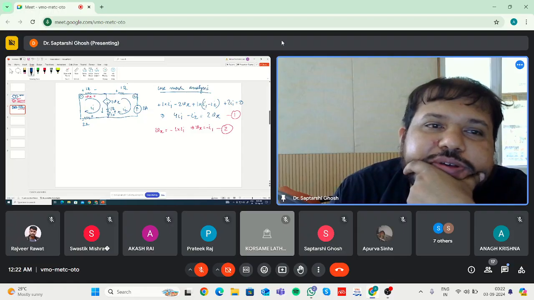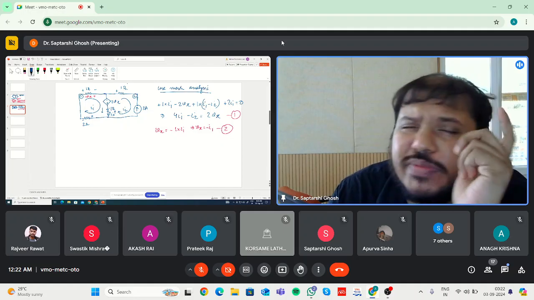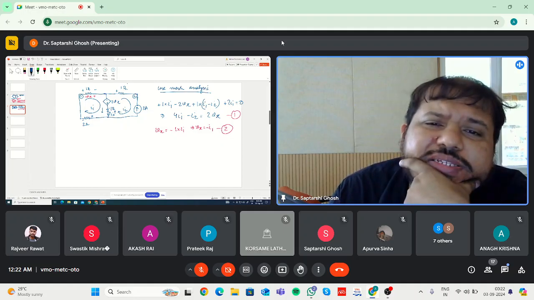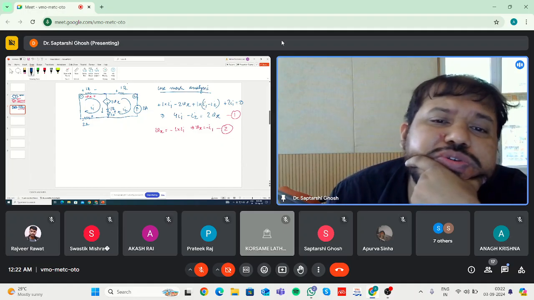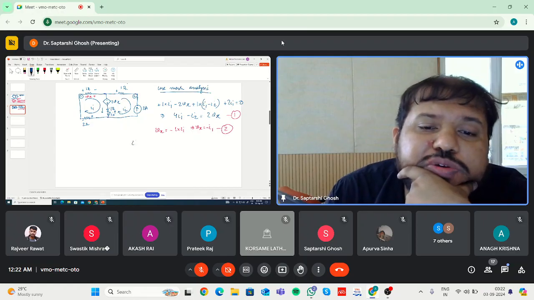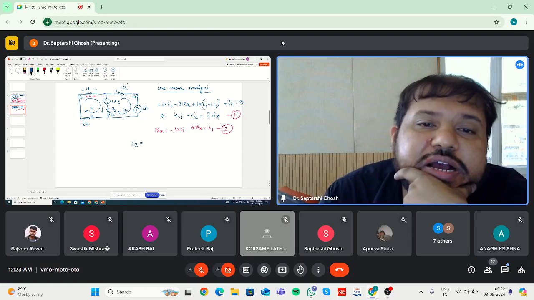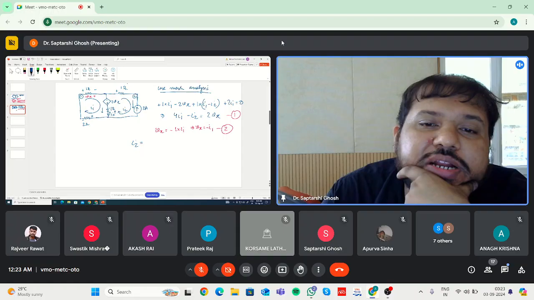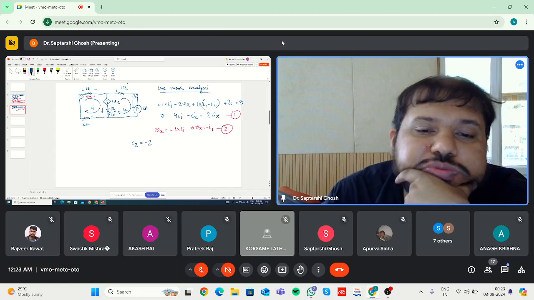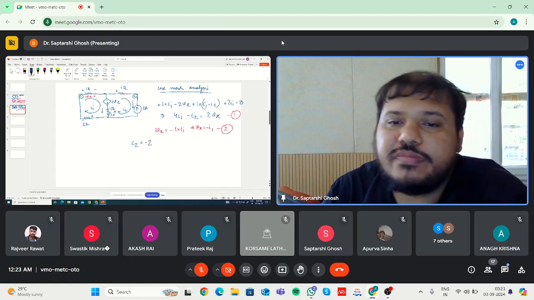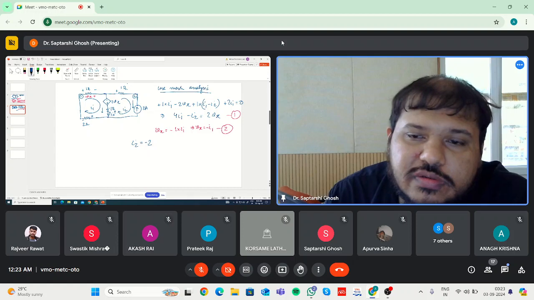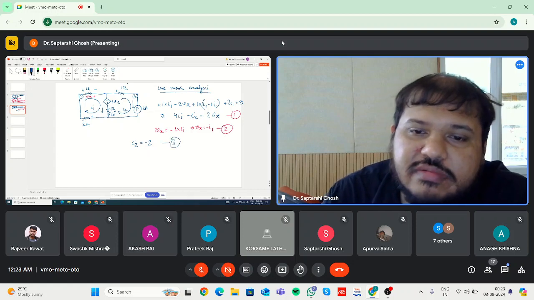If you remember one of the cases in mesh analysis, when there is a current source you don't have to do anything. I2 will be just equal to the current source, but you have to see the direction. I2 is flowing in this direction, but the current source is in the opposite direction. So a minus sign will be there, minus 2. If you put these values, this is the third equation.